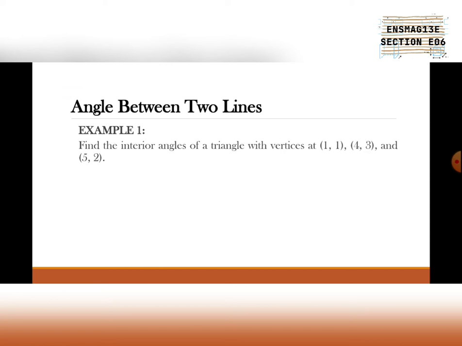Let us take this one as an example. Find the interior angles of a triangle with vertices at (1, 1), (4, 3), and (5, 2).